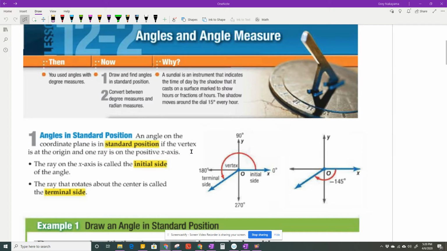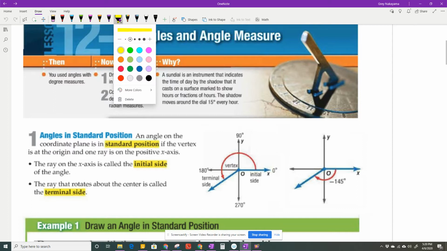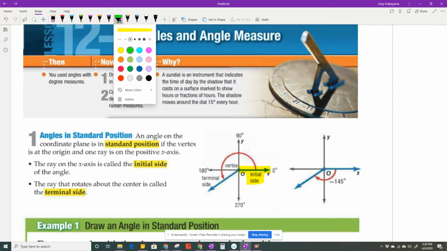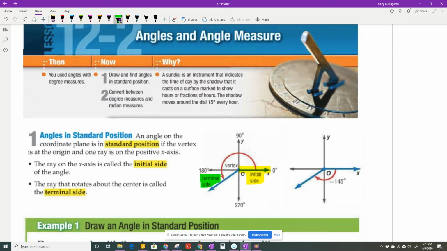And we actually refer to that ray as the initial side. Okay, so this is the initial side, always the positive x-axis. That's where it has to start every time. Now, the ending side, or the terminal side, can be anywhere. It can even be on the axes. We'll talk about that, or you saw it on your unit circle.